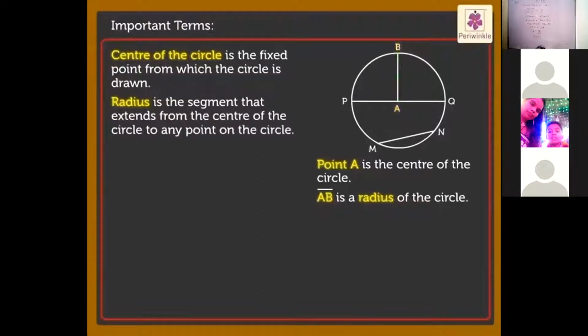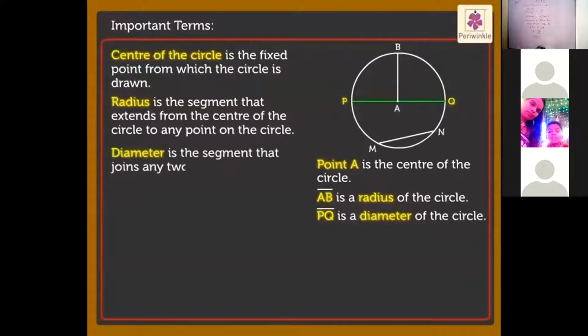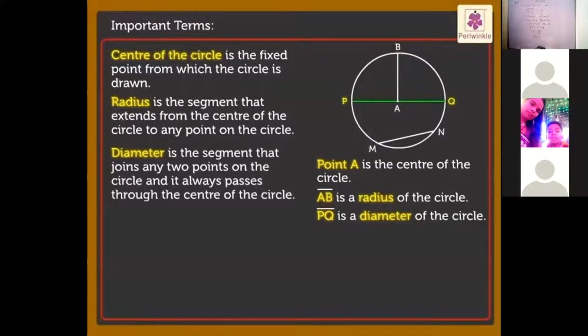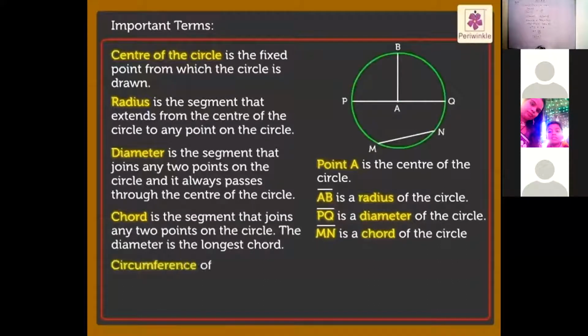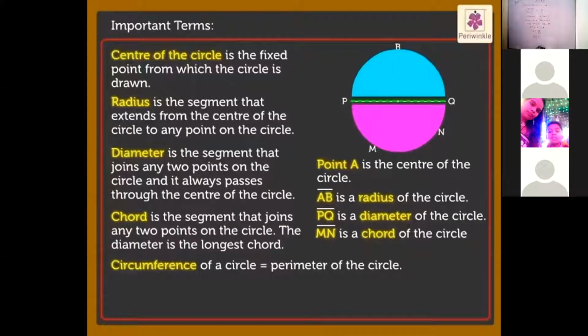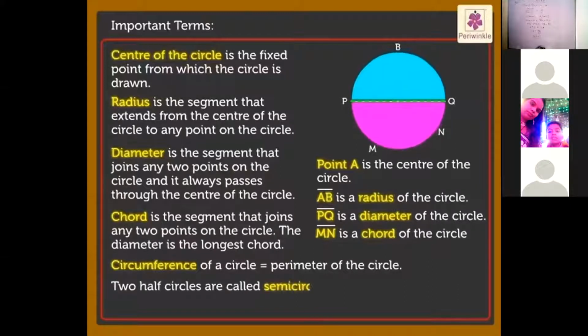Look at these objects. They are all circular in shape. A circle is a plane figure in which all the points are at the same distance from the center. Now, let's learn some of the important terms related to the circle. Look at the figure. Here, point A is the center of the circle. Center of the circle is the fixed point from which the circle is drawn. Line segment AB is a radius of the circle. Radius is the segment that extends from the center of the circle to any point on the circle.